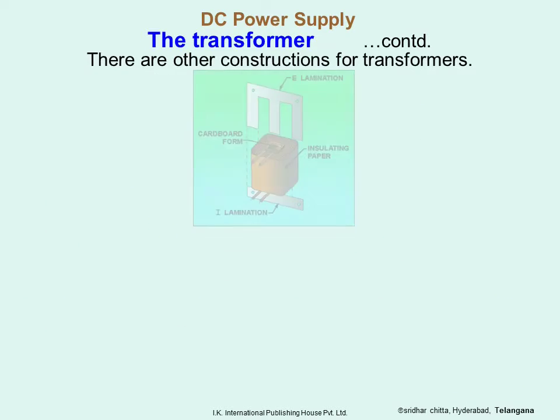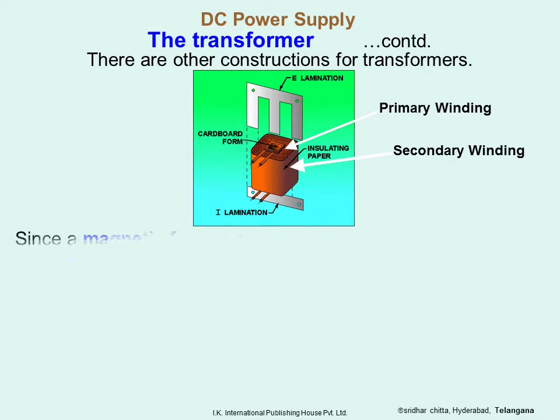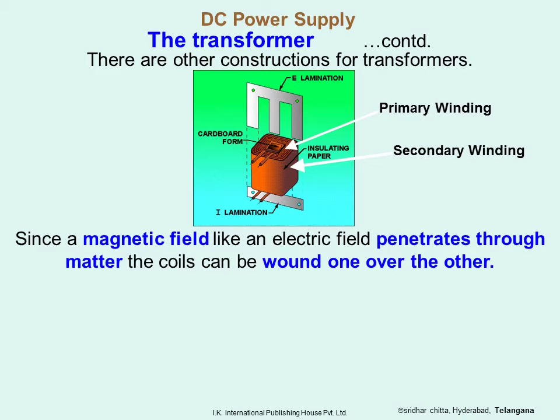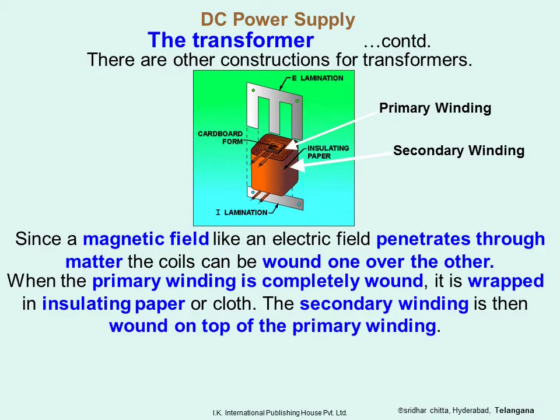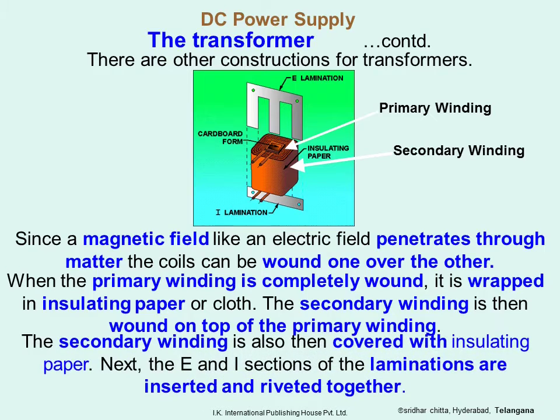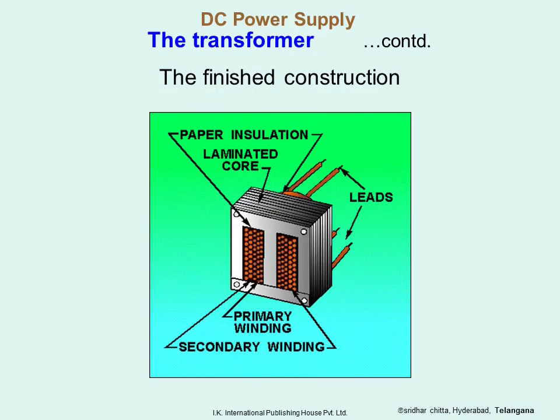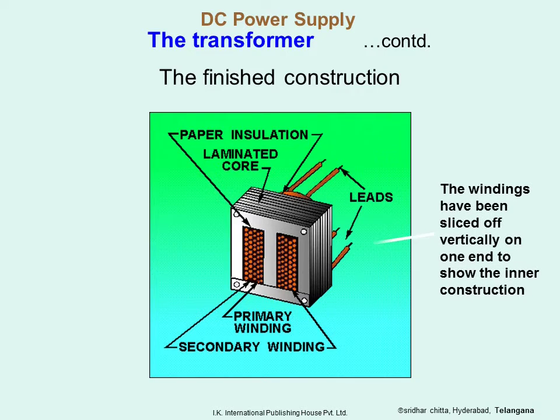There are other constructions for transformers. Since a magnetic field, like an electric field, penetrates through matter, the coils can be wound one over the other. When the primary winding is completely wound, it is wrapped in insulating paper or cloth. The secondary winding is then wound on top of the primary winding. After the secondary winding is complete, it too is covered with insulating paper. Next, the E and I sections of the iron core laminations are inserted into and around the windings and the laminations riveted together. The image shows the finished construction of the transformer.